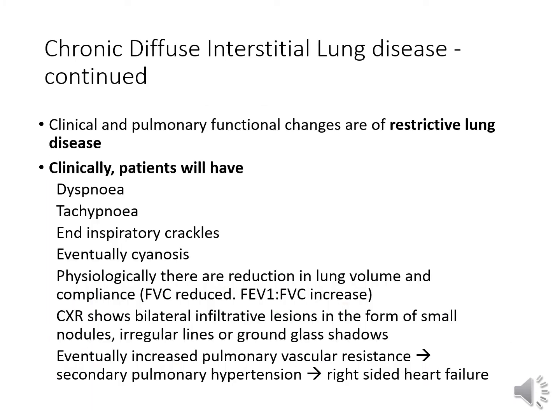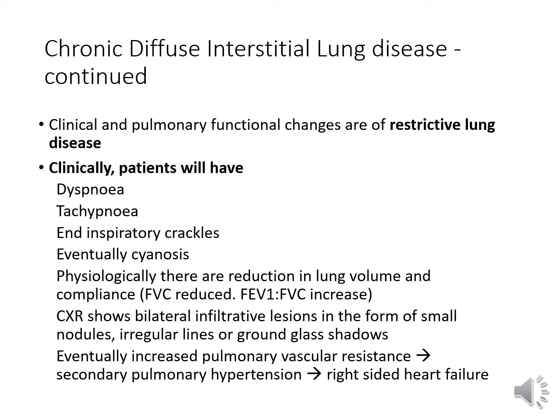The clinical and pulmonary functional changes that we see in interstitial lung disease are of restrictive lung disease. The problem in restrictive lung disease is the inability to fill the lung. Compare this to the problem in obstructive diseases, which is the inability to empty the lung. If you can't fill the lung, obviously the total lung capacity will be low. The forced vital capacity will also be low. The ratio of FEV1 over forced vital capacity is actually increased or normal.